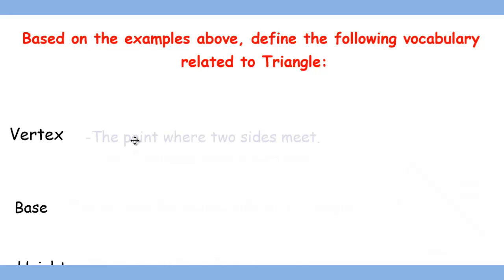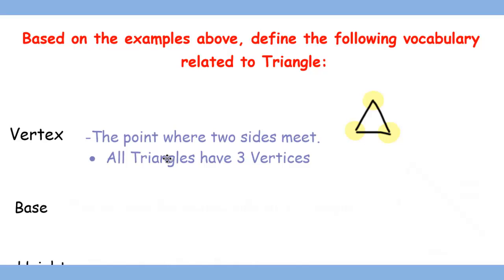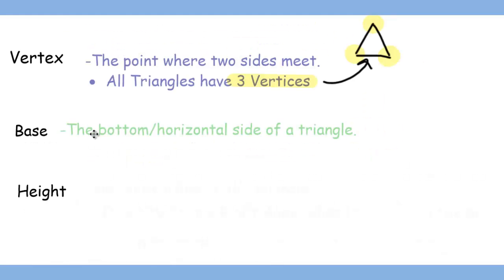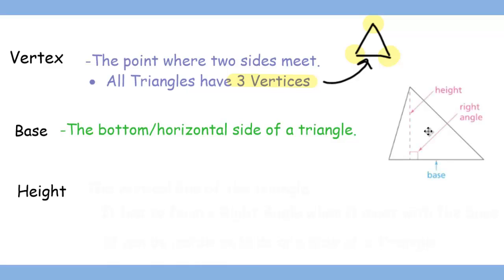The vertex is basically the point where 2 sides meet. So if I were to draw an example of a triangle, this is the vertex, this is also the vertex, so is this. That means a triangle has 3 vertices. And the base of the triangle is the bottom or horizontal side of a triangle. In this image, as you can see, the base is the bottom line right here.